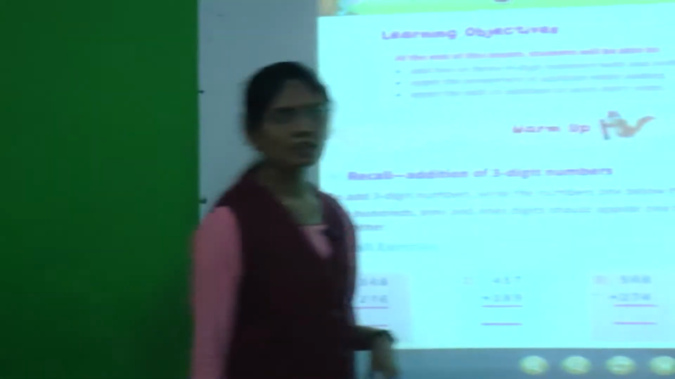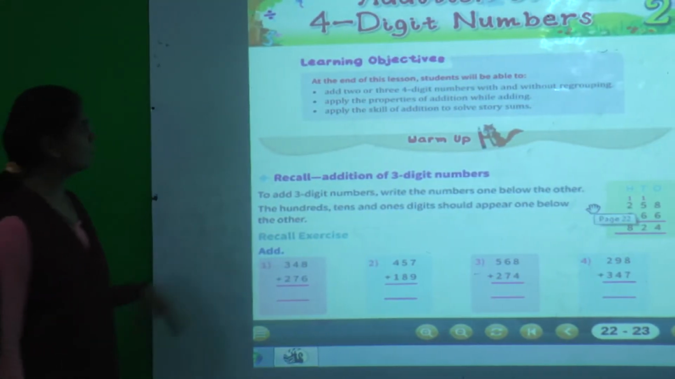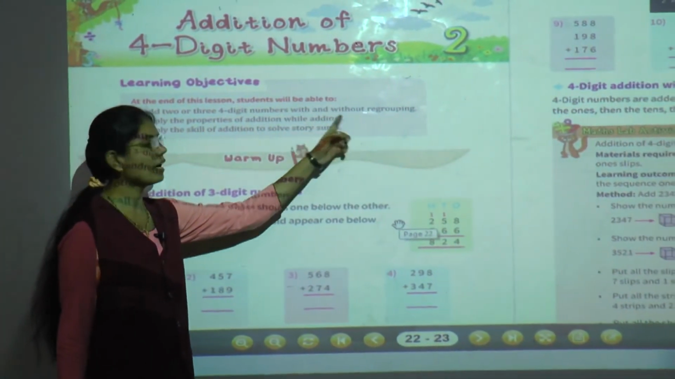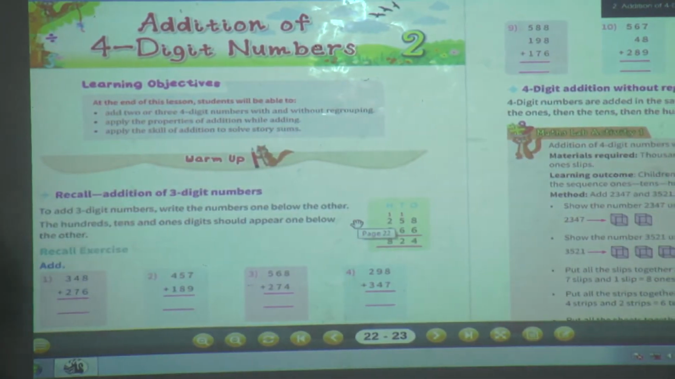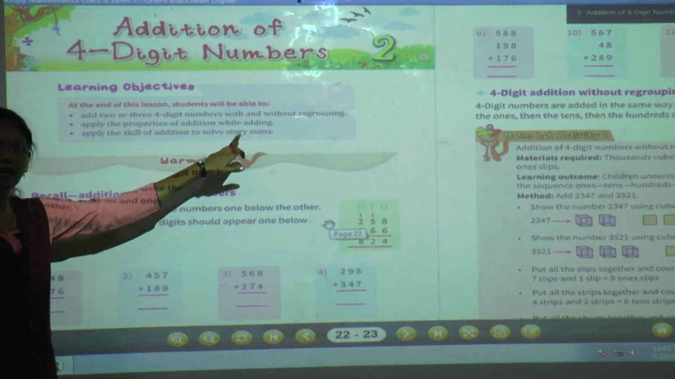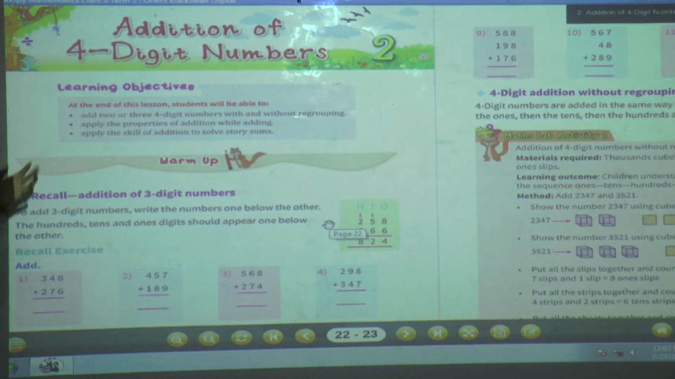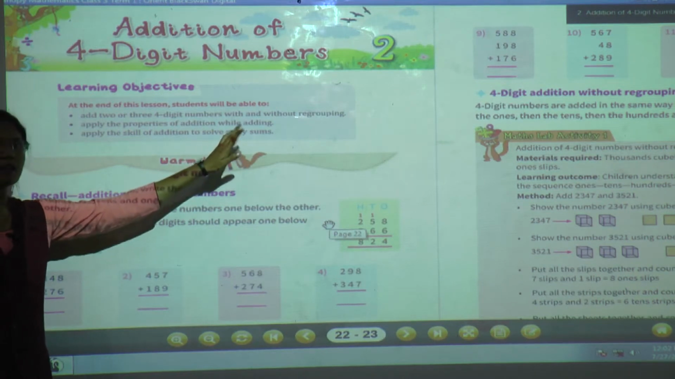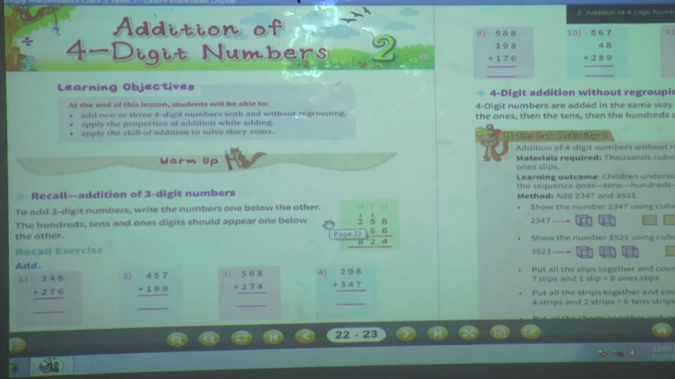Today we are going to start our new lesson, that is lesson number 2, addition of 4-digit numbers. In that lesson we are going to learn how to add 2 or 3 4-digit numbers with and without regrouping. Then how to apply the properties of addition while adding, and also we are going to learn how to apply the skill of addition to solve story sums. Okay, so now we will start the lesson.